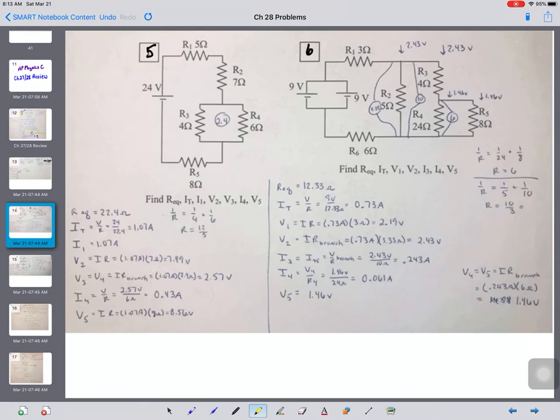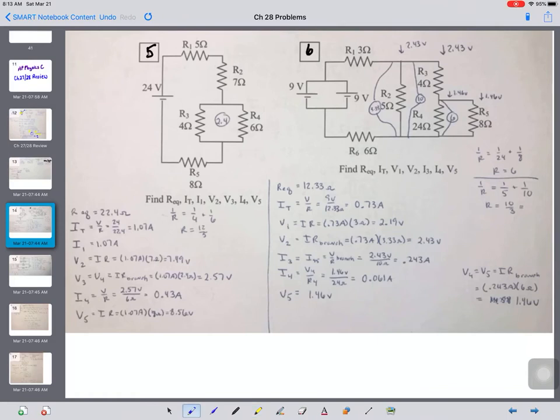1 over R equals 1 over 4 plus 1 over 6, and that gives you a 2.4. And then you have the 5, the 7, the 2.4, and the 8 in series, and those resistors will all add together to give you the 22.4 ohms. Calculate then the total current. That's EMF over R, 24 volts over the 22.4 ohms to give 1.07 amps.